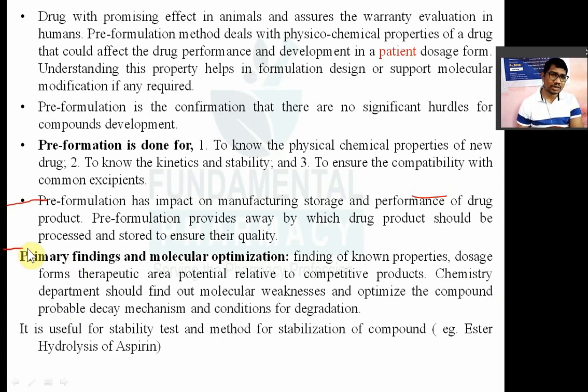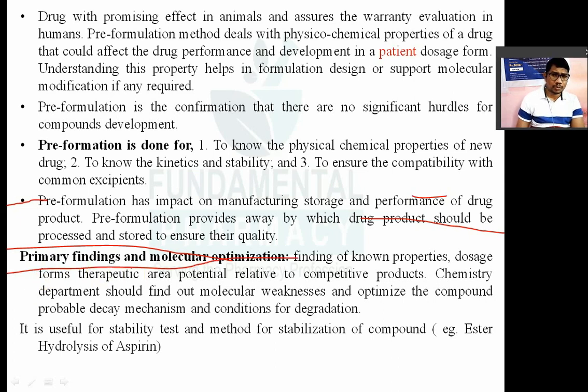Pre-formulation study gives a particular direction by which a drug product can be developed, processed, stored, or analyzed for quality. Now what is involved in the pre-formulation? First is primary findings and molecular optimization.